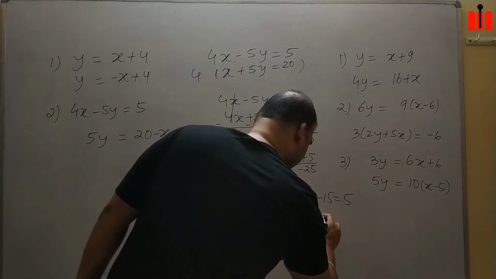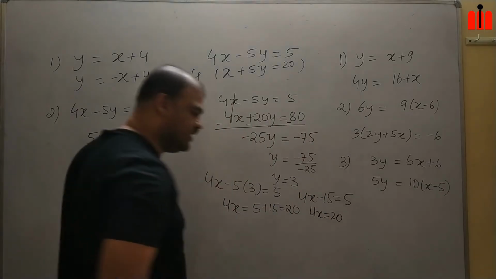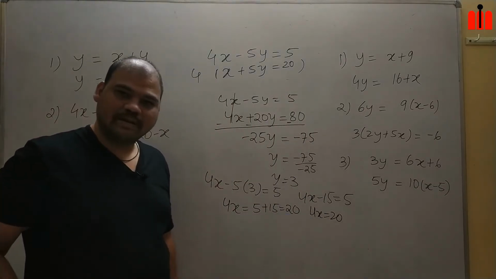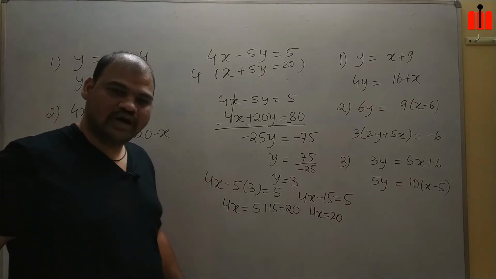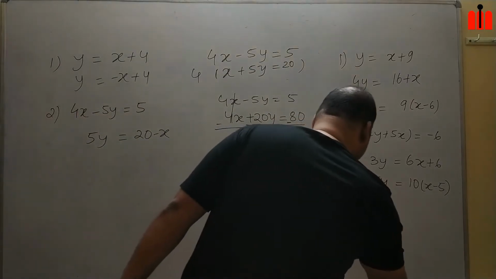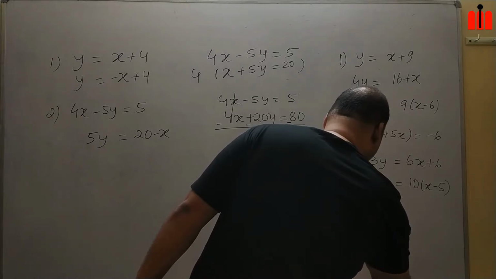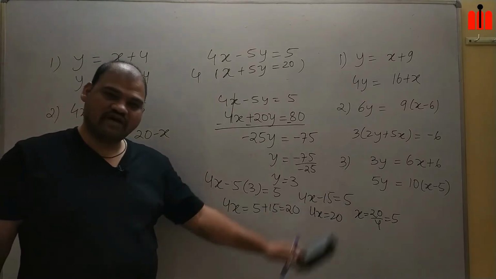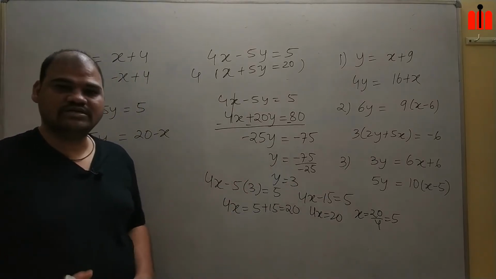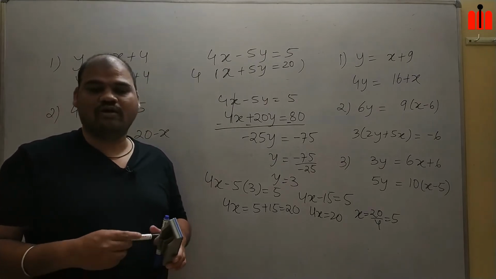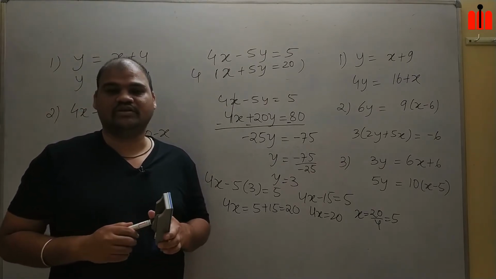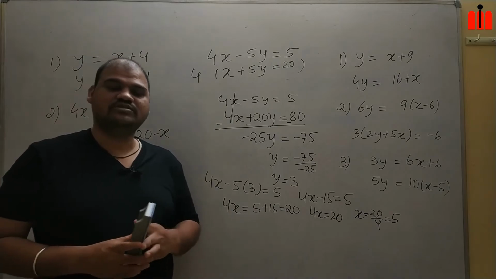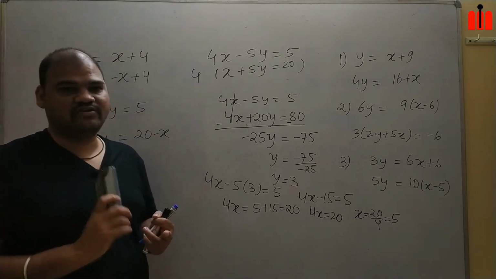So 4x equal to 20. Here 4 is in multiplication. Once it goes to RHS, it will be in division. So x will be equal to 20 by 4, which is equal to 5. Are you getting it? So x value is 5 and y value is 3. So this is how you have to solve the two variable equation. Solving two variable equations means you have to get the value of x and y.